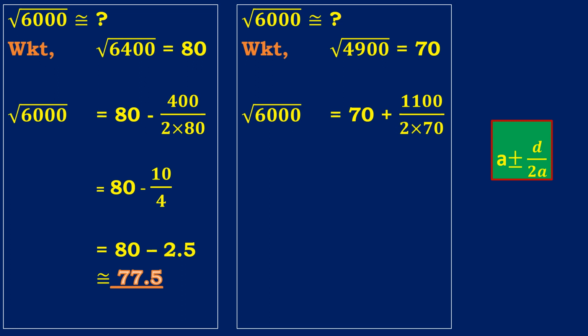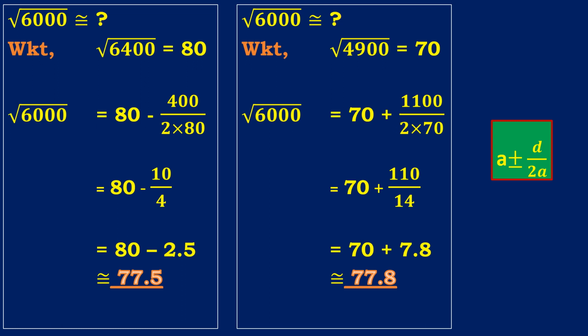So, we must increase the difference value from 70. That is, 70 plus 1,100 divided by 2 into 70. Then, 70 plus 110 by 14. The fraction 110 by 14 equals 7.8. As a result, 70 plus 7.8 is 77.8, which is an approximate result.